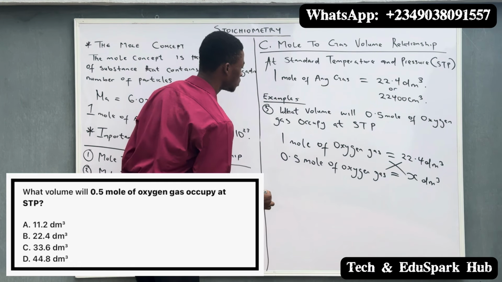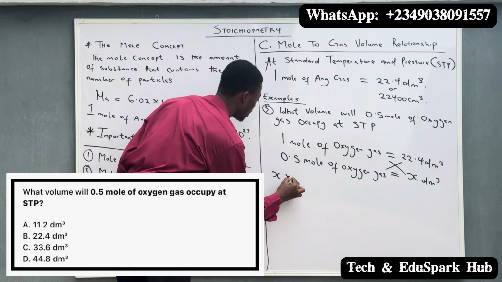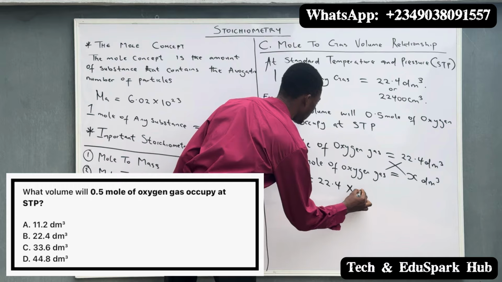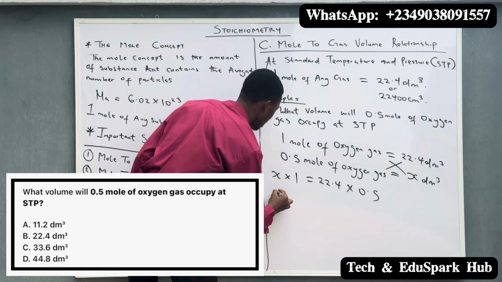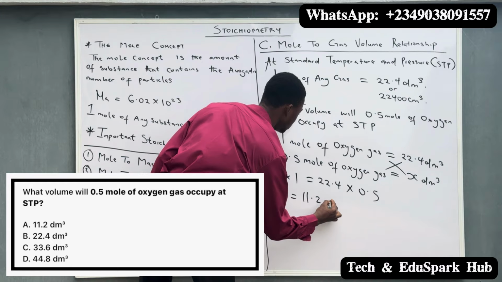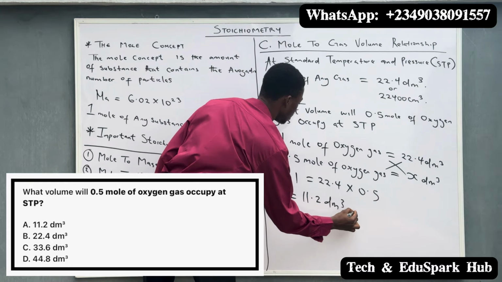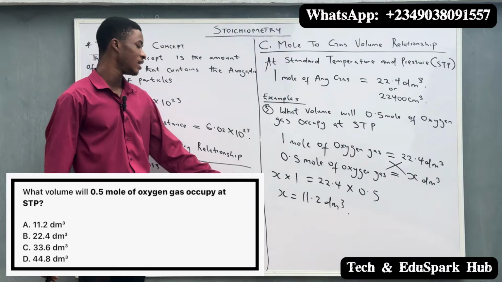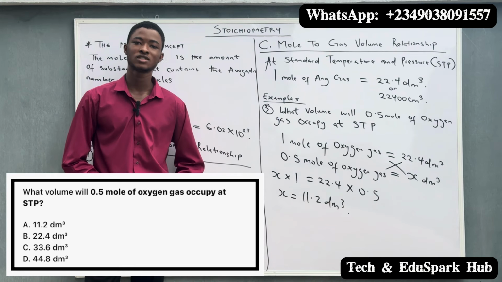So once we cross multiply, we have x multiplied by 1 to be equal to 22.4 multiplied by 0.5. So we have our x to be equal to 11.2 dm cube. And this is given as our final answer to question of this type. 11.2 dm cube is correct to this kind of question.